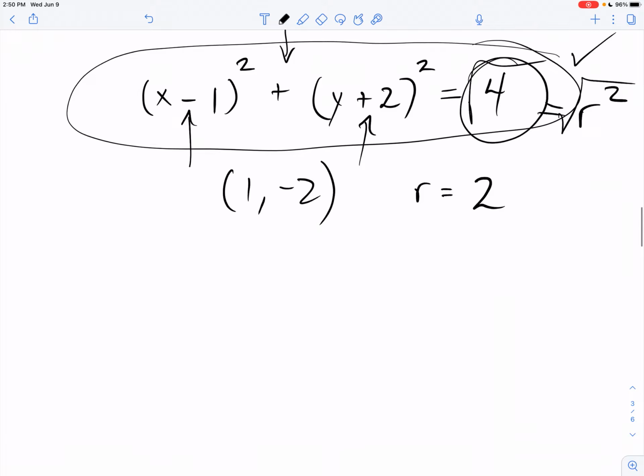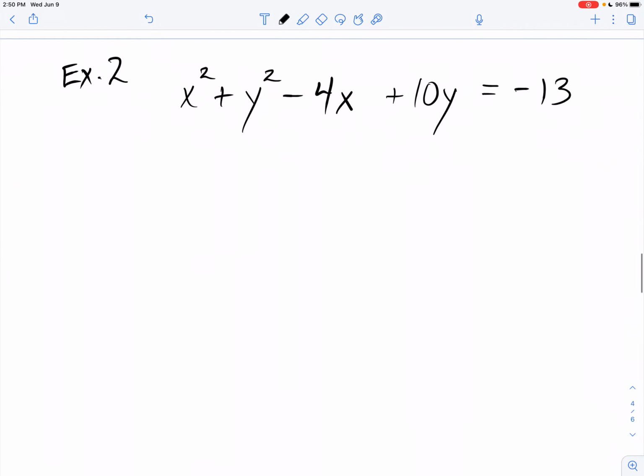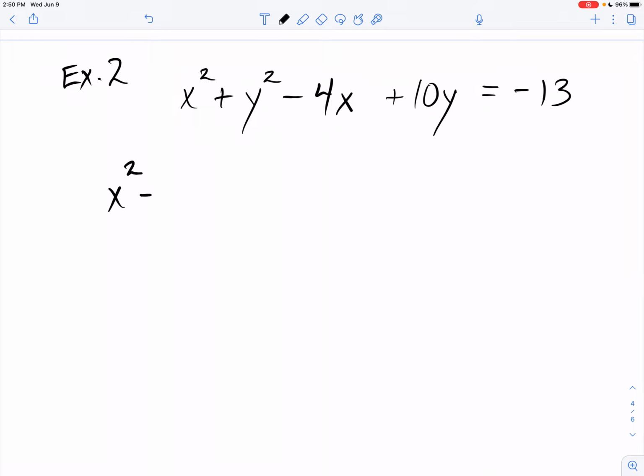Let's do it one more time. Here's my second one. So we go like this. X information, put it together. Y information, put it together. Equals whatever's on the other side, leave it there.